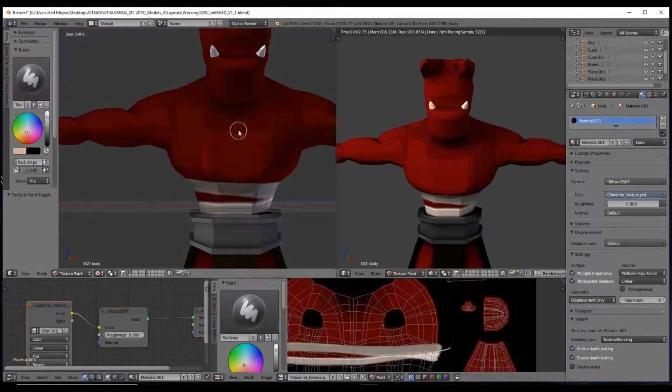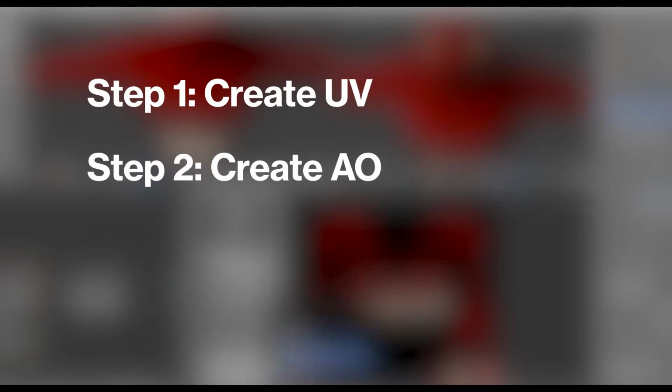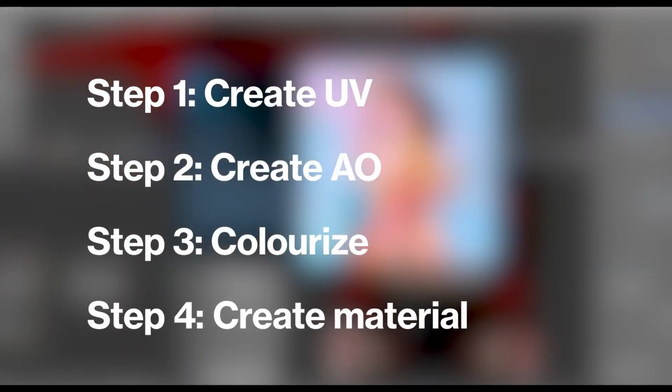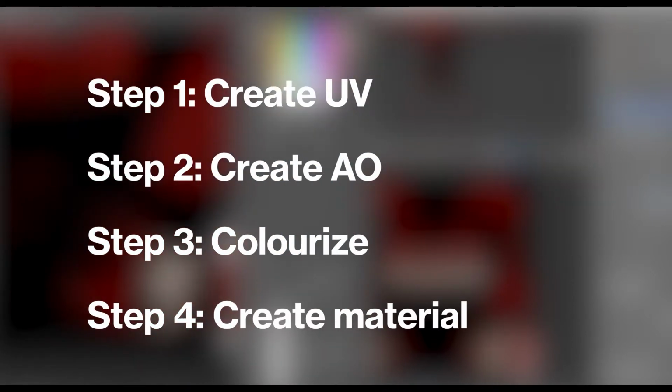So remember, the 4 main steps when you're texturing your character: create a UV map, create the AO map for shadows, colorize so that you have a texture, and then make a material out of the images that you've produced.